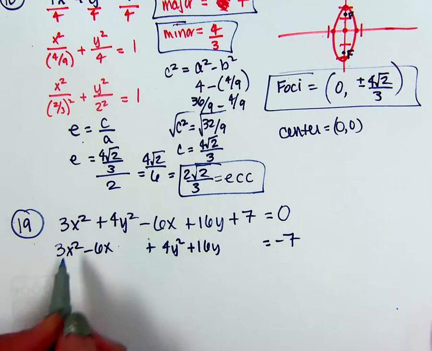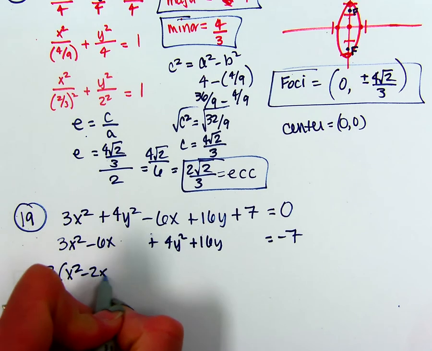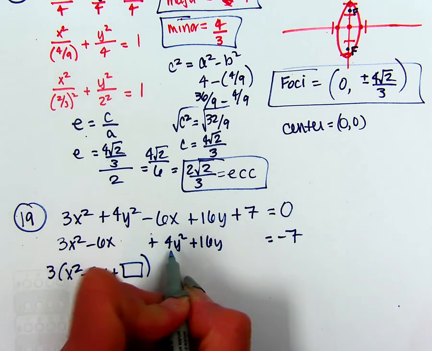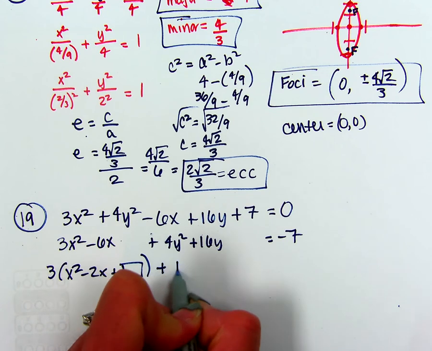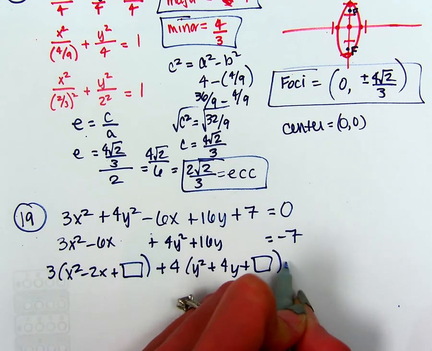In order to complete the square, I need to divide out my GCF. So I really have x squared minus 2x, and I'm going to put in a box there. Here I'm going to take out my GCF of my y's, which is 4. So I have y squared plus 4y plus box.